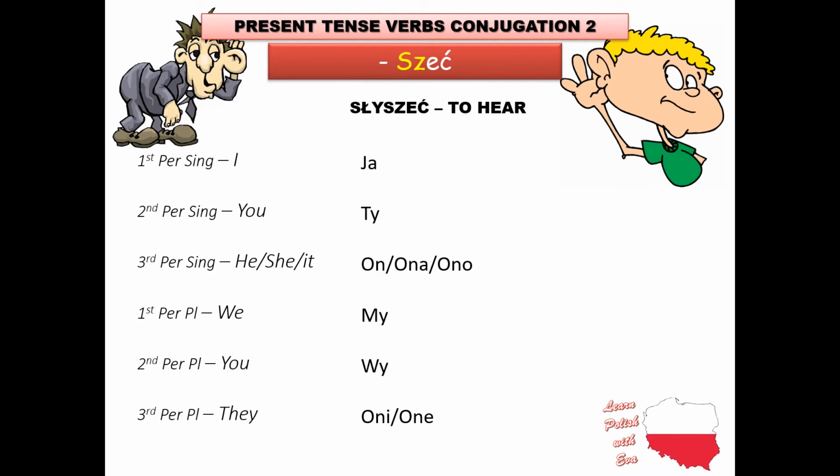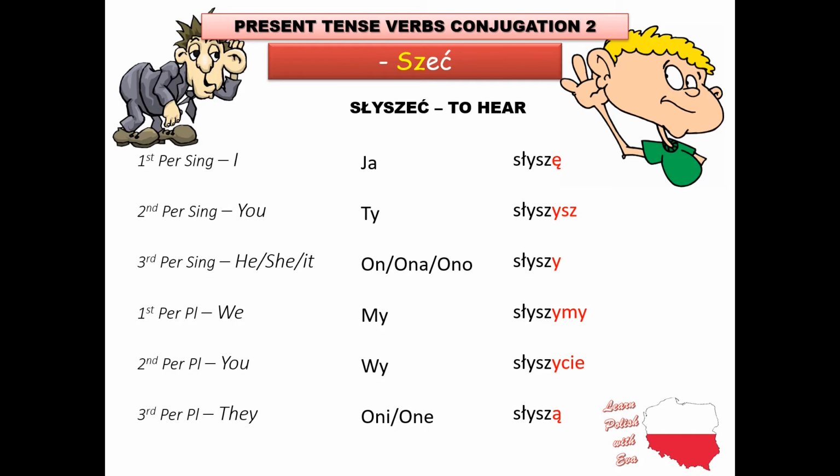And then we add the verb endings. So the actual verb looks like this. Ja słyszę. Ty słyszysz. On, ona, ono słyszy. My słyszymy. Wy słyszycie. Oni, one słyszą.